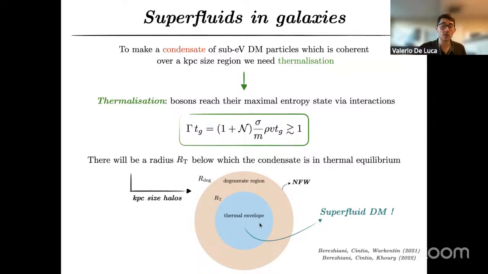On larger scales, though, at a certain point you are going to match back to NFW, as you expect for cold dark matter.